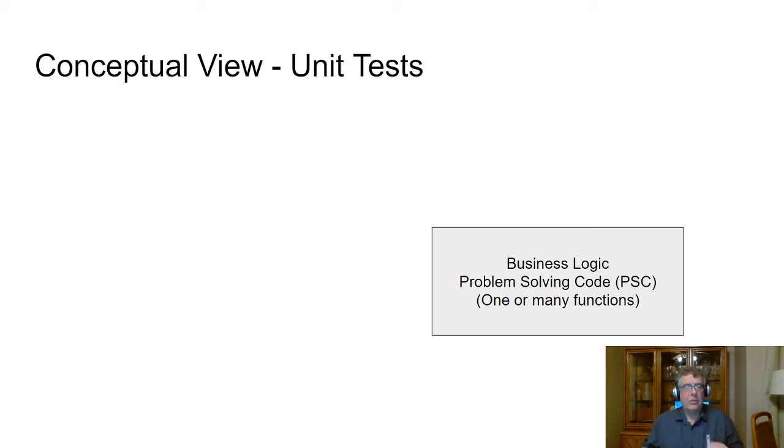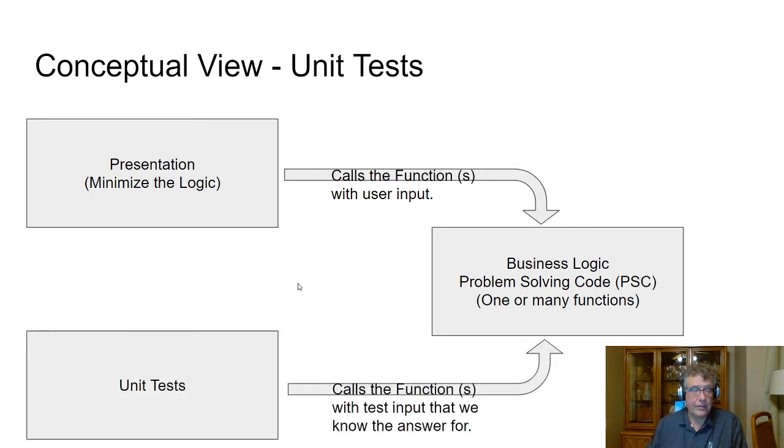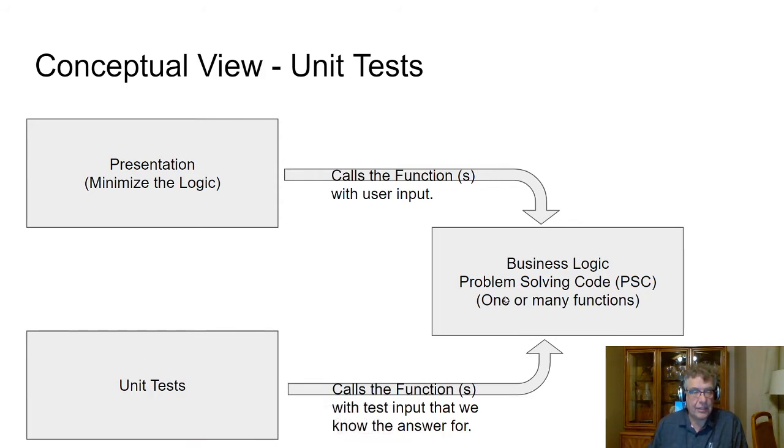Now that we've written that code, I want to step back to our conceptual view and talk about what we did. We wrote some business logic, our problem-solving code, which turned out to be two functions. What we're going to do is tie our presentation logic into that business logic, because what we did first, and you should always do first, is write your unit tests, which test your business logic.